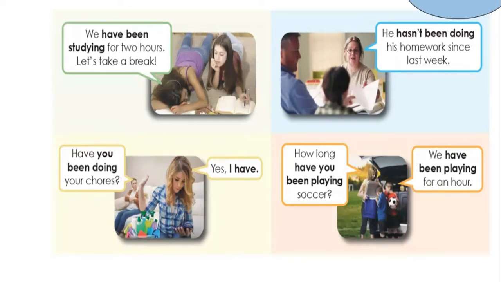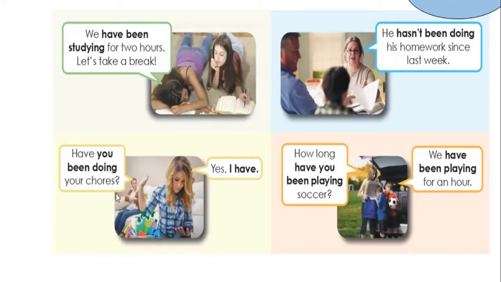I want you to tell me if the first sentence that we have in the first speech bubble, this one, is affirmative, negative, or a question? Yes, it's affirmative. We're not saying no in this sentence, okay? And in the next, he hasn't been doing his homework since last week. This is negative, right? We see the word not, but there is a contraction. When we put has and not together, we can say hasn't, yes? But the word not is here, okay? This is negative.